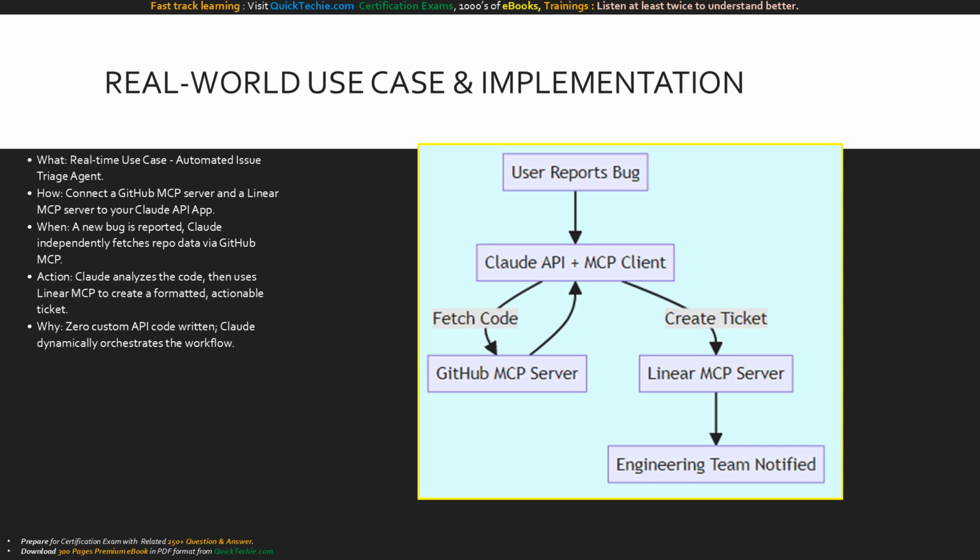Let's wrap up with a powerful real-world use case, an automated issue triage agent. How do we build this? We simply connect a GitHub MCP server and a Linear MCP server to our Claude API client. When a user reports a bug, Claude autonomously uses the GitHub MCP to fetch the relevant repository data and investigate the issue. Once the code is analyzed, Claude invokes a tool from the Linear MCP server to create a highly detailed, formatted engineering ticket. Why is this revolutionary? You wrote absolutely zero custom integration code for GitHub or Linear. The MCP servers provided the tools, and the Claude API provided the intelligence to orchestrate the workflow seamlessly.